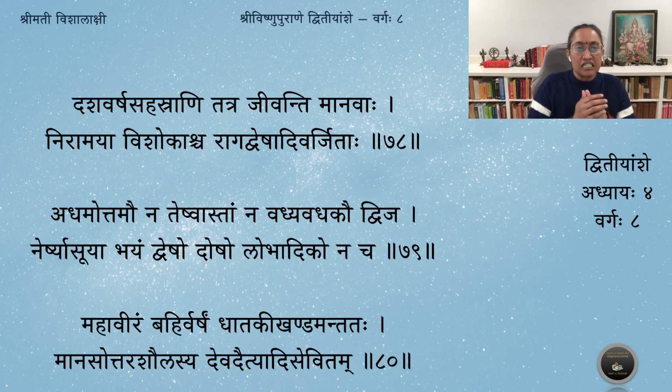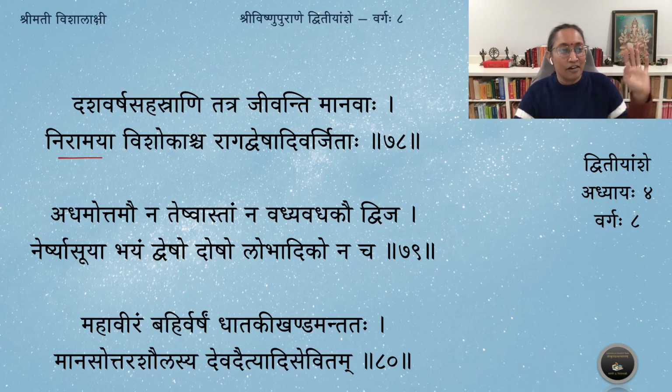Dasha varsha sahasrani tatra jivanti manavaha. People live there for 10,000 years. Niramayaha, without any rogam. Amaya is rogam. Niramayaha, disease free. They live there for 10,000 years. Vishokaha, without any grief. Ragadveshadi varjitaha. They don't have any attachment, nor do they have any hatred towards anything.